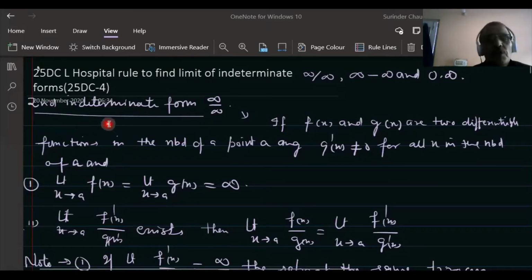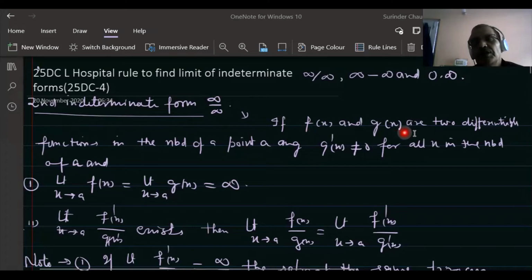Hello students, in the previous lectures we had discussed how to find the limit of indeterminate form of the type 0 by 0. Now in this lecture we'll apply L'Hospital rule to find the limit of indeterminate form of the type infinity upon infinity. And let us explain what this infinity upon infinity indeterminate form is.